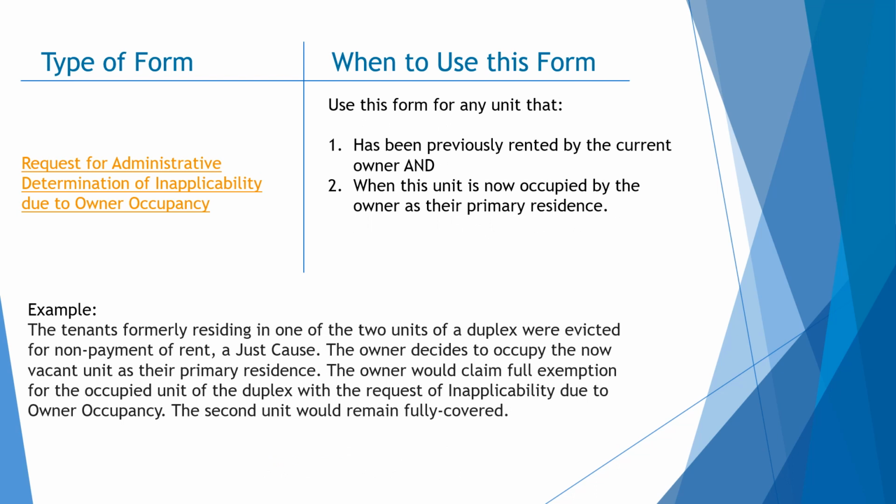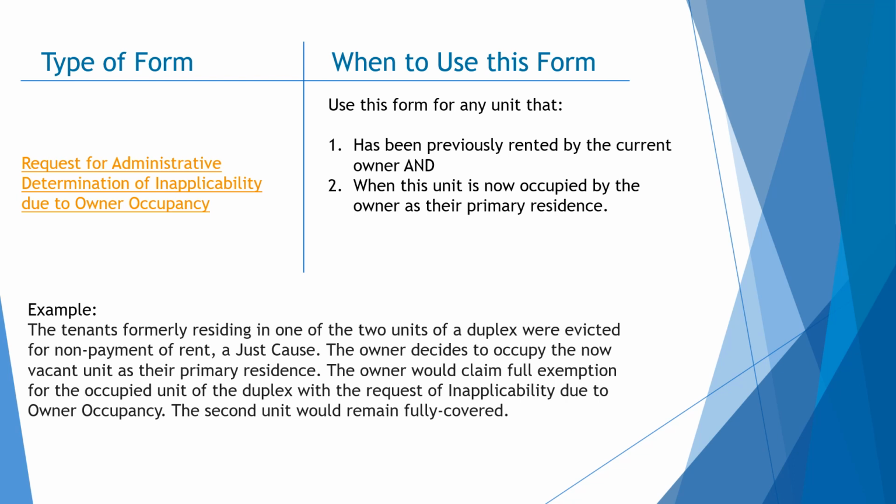The second form is called the Request for Administrative Determination of Inapplicability due to owner occupancy. This form would be used when the current owner had previously rented the unit and, after a vacancy, has decided to occupy that unit as their primary residence.